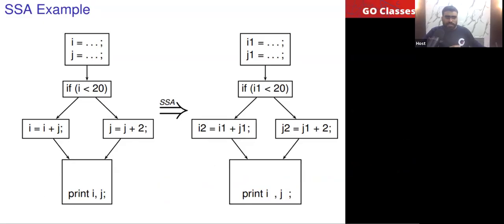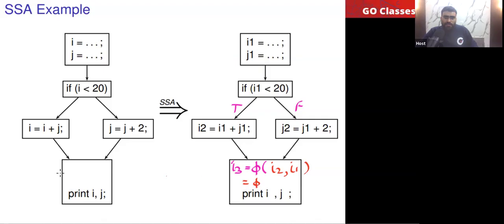Yes, very simple. Just use the Phi function. Yes or no? If you are coming from this side, what should be printed? Just put I3. If you are coming from this side, I should print I2, and if you are coming from this side, I should print I1.